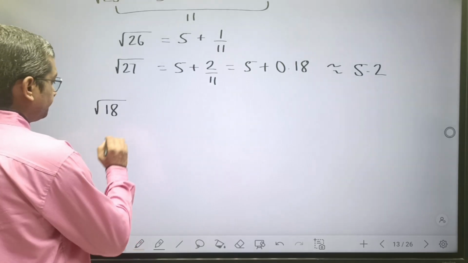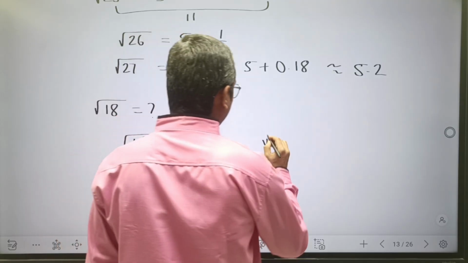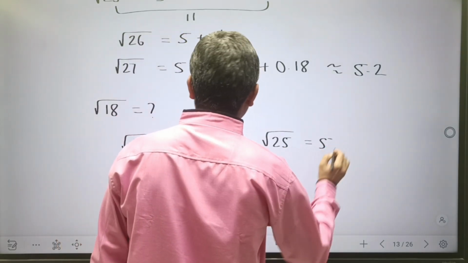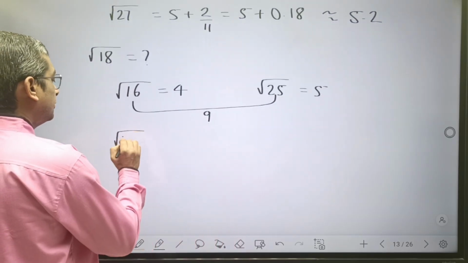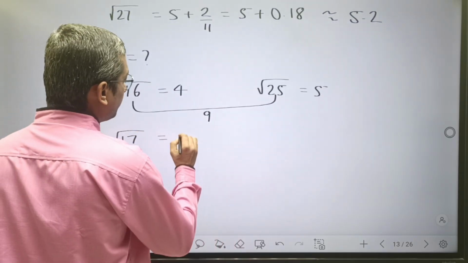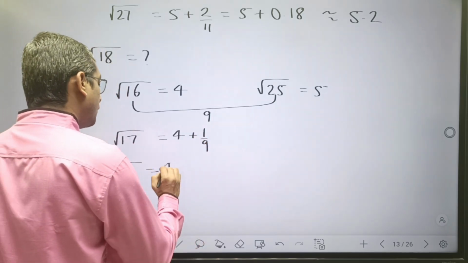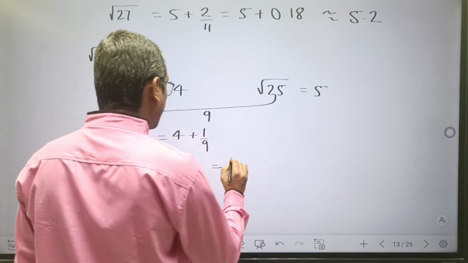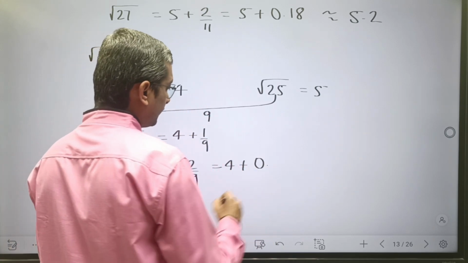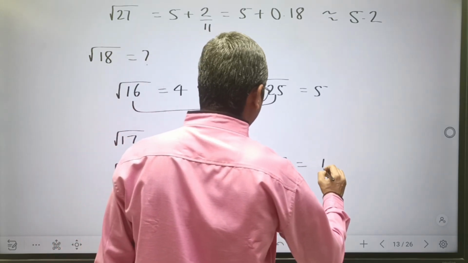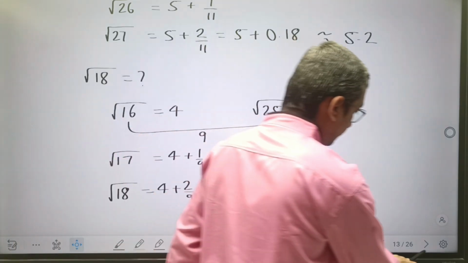For example, again, let us suppose we wish to find root 18. What is root 16? Root 16 is 4, and just after root 18 is root 25, which is 5. The difference between the two is 9. So how can you find root 18? What is root 17? That is 4 plus 1 by 9. What is root 18? That is 4 plus 2 by 9. So finally we'll get 2 by 9. If you solve this, it is nearly equal to 4.22. So this is how you can have the approximate value of this.